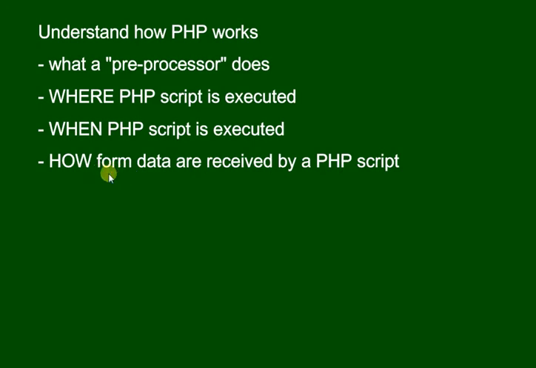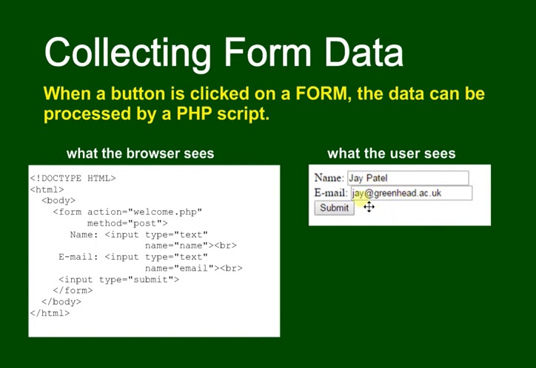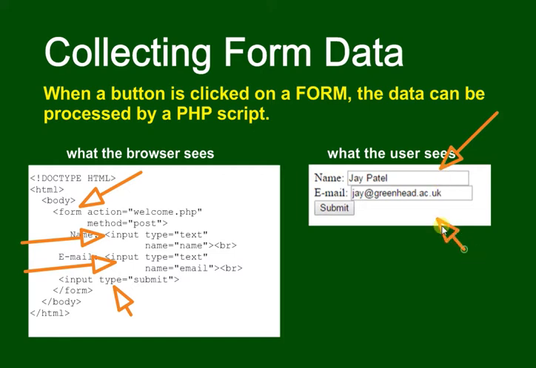Okay, so now what we want to look at in this short video is how form data are received by the PHP script. So what we mean by form data is when we have a form. Here's an example of a script with a form on it. So here I've got a form, and I've got two text boxes and a submit button. There's my first text box, my second text box, and the button.